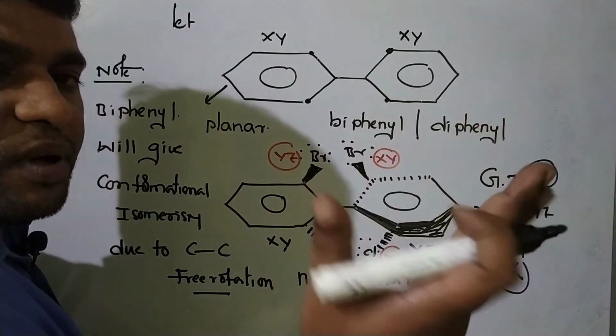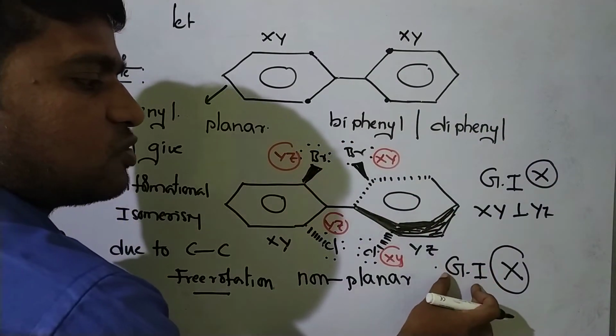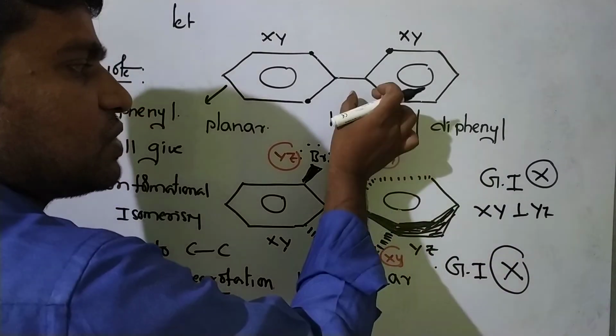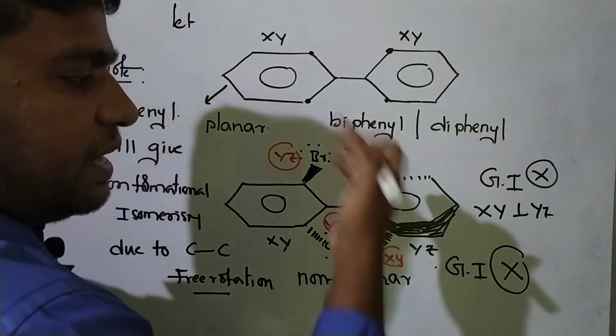Non-planar molecules would not give geometrical isomerism. So geometrical isomerism is absent in the case of biphenyls. Okay.